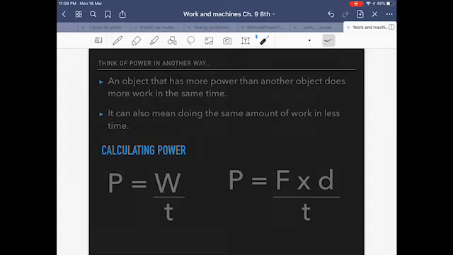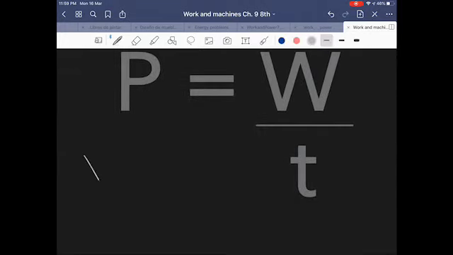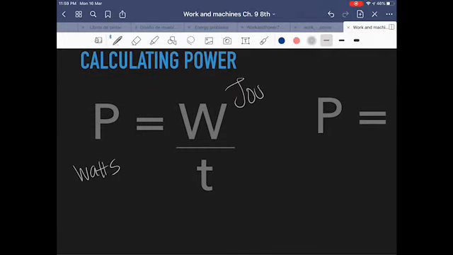And this is how we will calculate power. Power is work divided by time. But sometimes in the problems, and we'll see them later on, guys, if work is not given to you in the problem, you would need to insert it as force times distance. And the units that we'll be working with: power is given in watts, work, as I said, is joules, and time is in seconds.